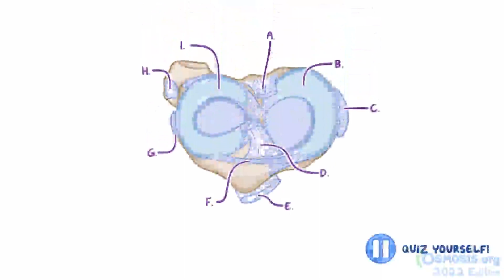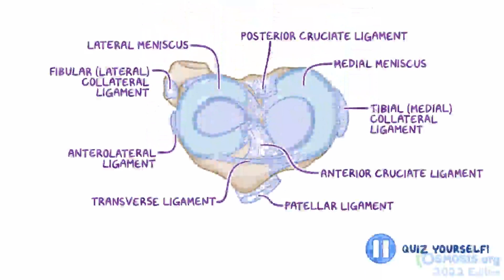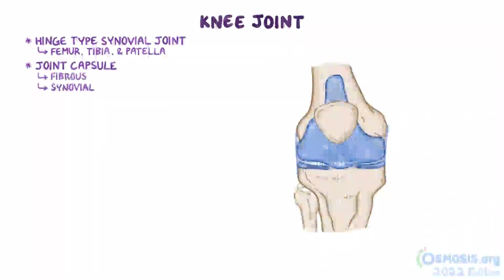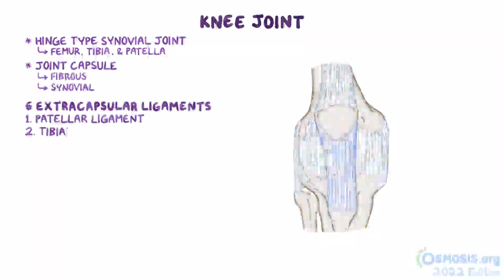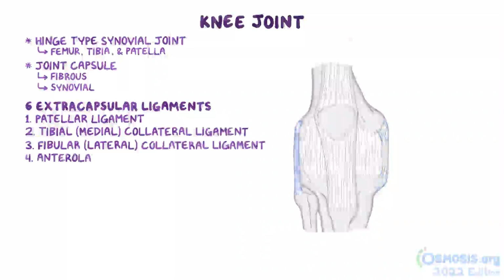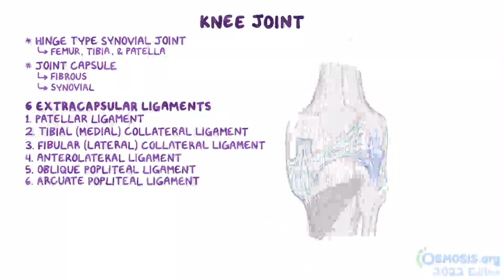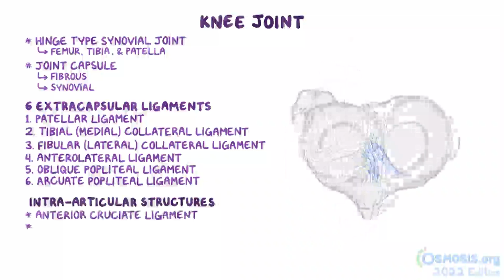All right, as a quick recap. The knee joint is a hinge type of synovial joint between the femur, tibia, and patella, and a joint capsule also formed by a fibrous and synovial layer. The joint has 6 extracapsular ligaments: the patellar ligament, the tibial and fibular collateral ligament, the anterolateral ligament, the oblique popliteal ligament, and the arcuate popliteal ligament. It also has intra-articular structures, including the anterior cruciate ligament, posterior cruciate ligament, and the medial and lateral menisci.